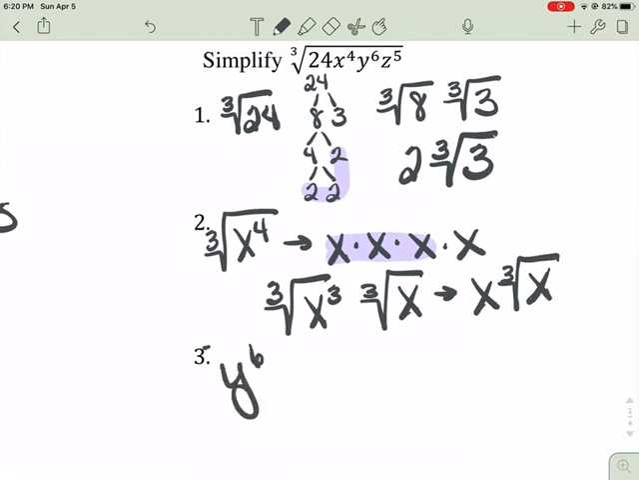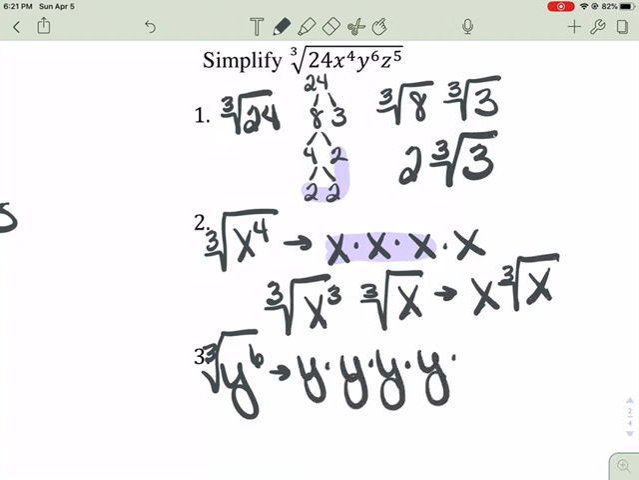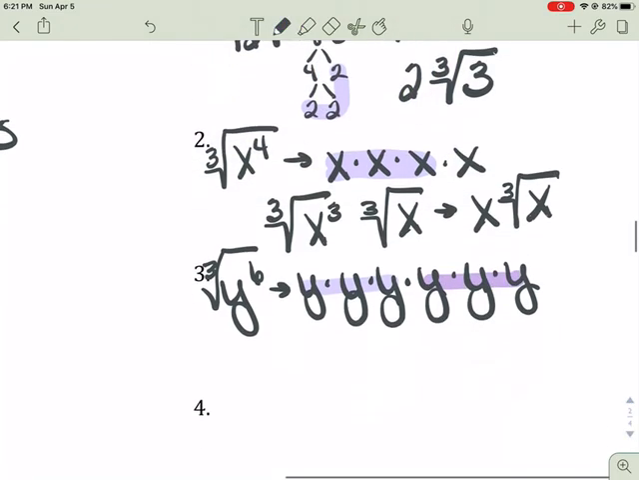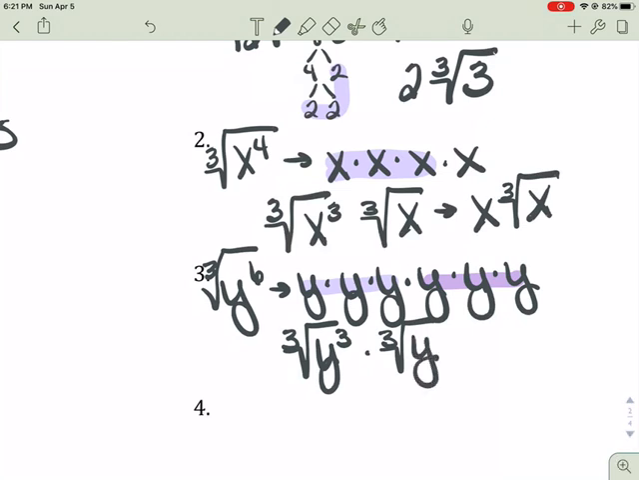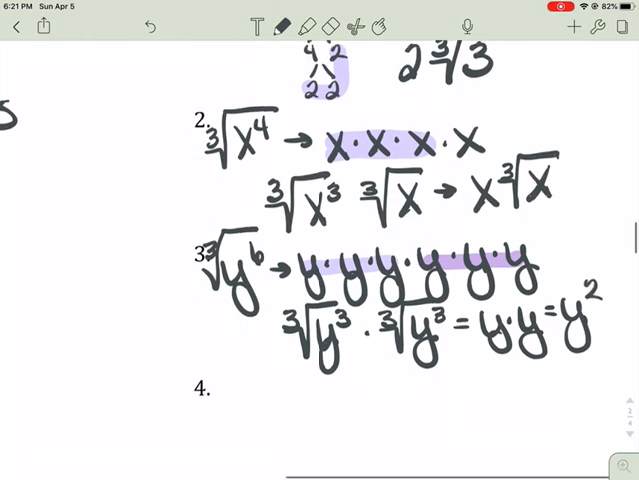So the cube root of x cubed is just x. Then we're going to do the same thing with our y's. The cube root of y to the 6th. So we have 6 y's. Okay, in this case, we have 2 groups of 3. There they are. So we get the cube root of y cubed, and then the cube root of y cubed, which is just y times y, or y squared.